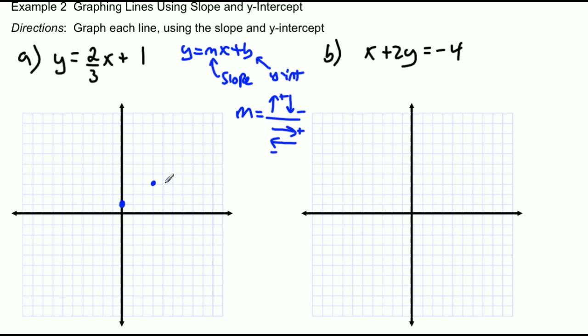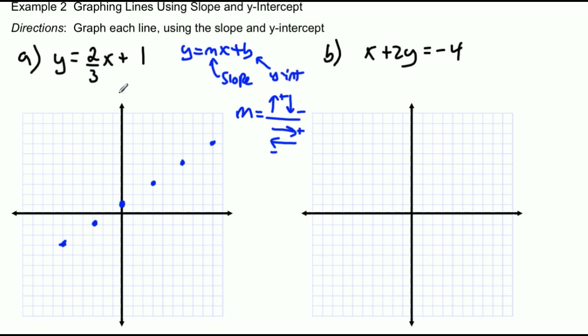You only need 2 points to graph a line, but you could make more points to make a line a little more accurate. So from here, I'm going to go up 2 over 3, up 2 over 3. You can make as many as you want. I'll go down 2 over 3, down 2 over 3, down 2 over 3.